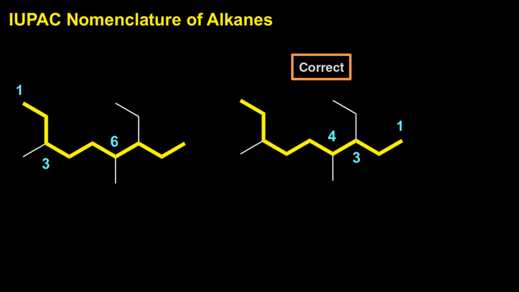Now, in the correct example on the right, we start numbering from the rightmost carbon. This way, both the first and second branch points get the lowest possible numbers. The result? A cleaner and more standardized IUPAC name. By following these numbering rules, we make sure every molecule is named consistently with no confusion.